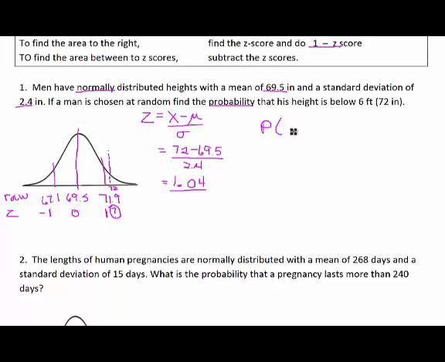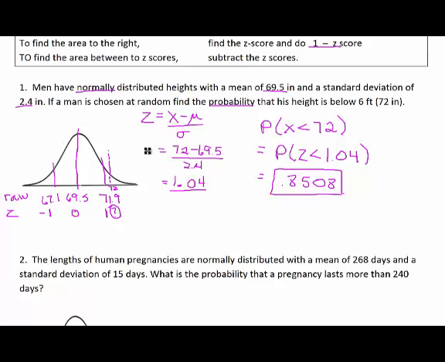So the probability that a person's height is less than 6 feet, or 72 inches, is exactly the same thing as saying the probability of z less than 1.04. Since we don't have a table with 72 on it, but we do have a table with 1.04 on it, we look at the z normal chart. And what is that going to be? Go down the side, 1.0, and then over to 4. 0.8508.